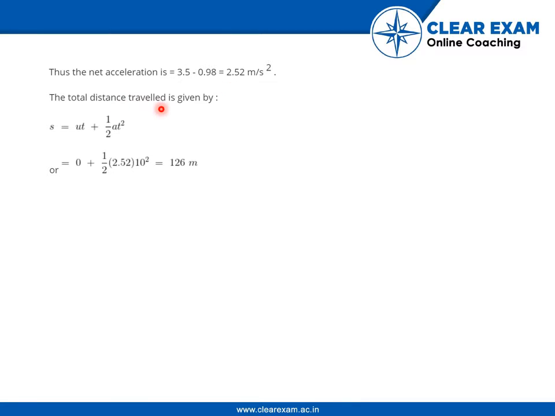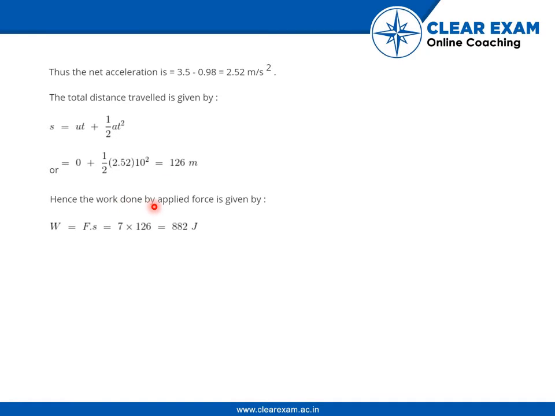So the total distance traveled is given by this particular formula, which is s equals ut plus half at square. We put the value of a to be 2.52 meter per second square as we have calculated, and t is given in the question as 10. So putting all these values, we find s to be 126 meter. So the displacement is 126 meter.